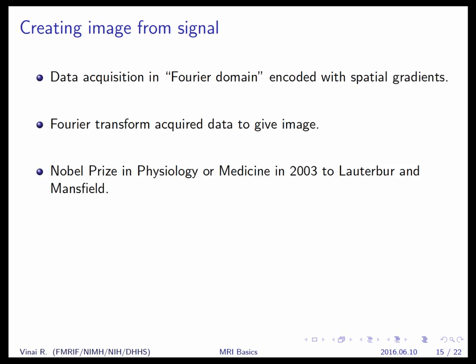So again, let's go through some fundamental points. Because of how we use the gradients to modify the local field and hence the local frequency at which protons precess, we generate this smorgasbord of frequencies. So we actually acquire what's called the Fourier space, and then we use the transform to give us back an image, essentially a distribution of all these frequencies. This was actually worth a Nobel Prize just over a decade ago to some researchers who did this work in the early to mid-70s. Okay.